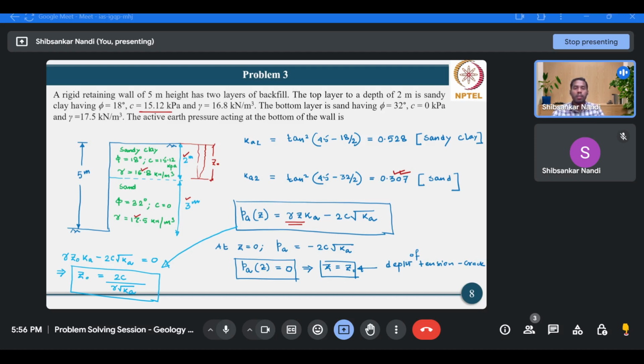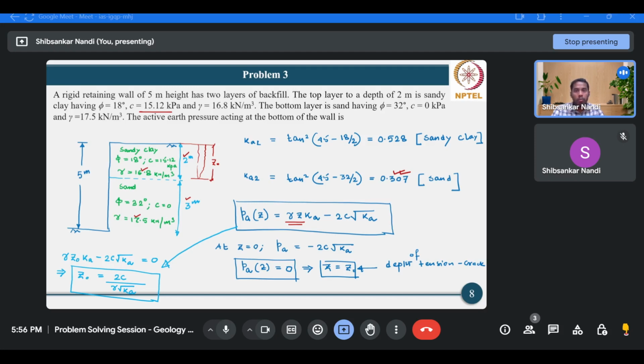In this problem, since we have to only calculate the active earth pressure acting at the bottom of the wall, there is no need to determine the entire active earth pressure distribution for the entire height of the wall. So that is not needed.